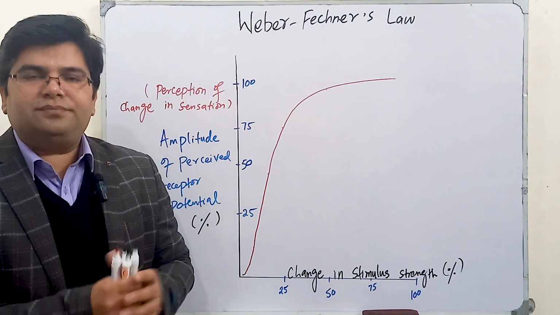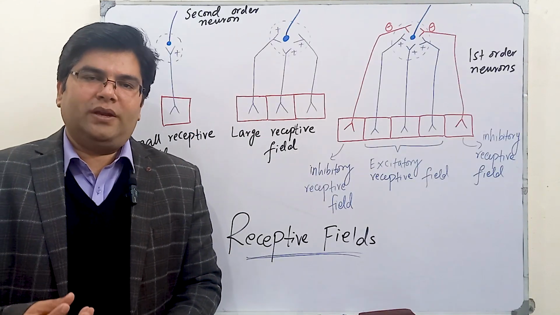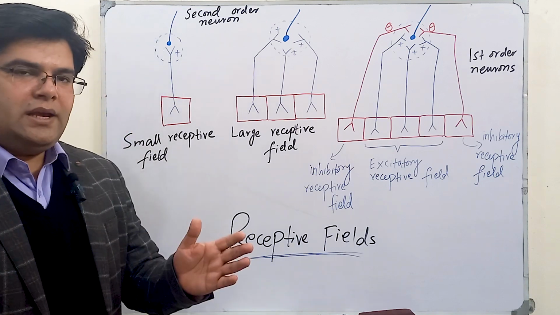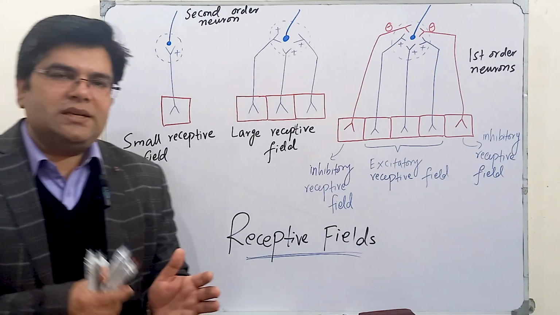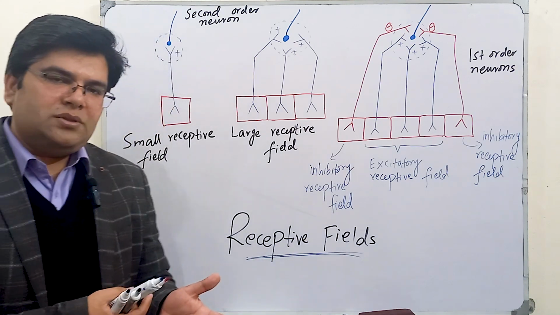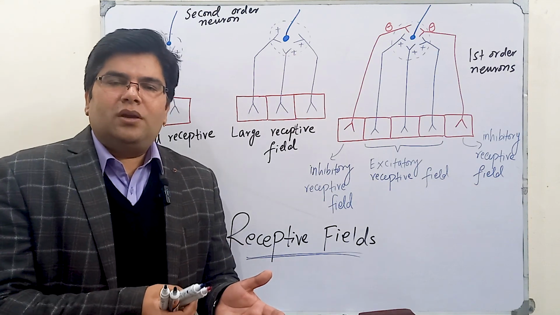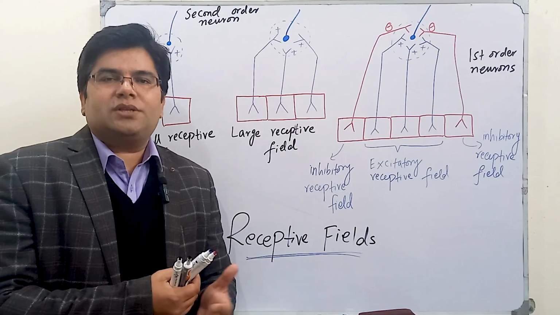The next very important property of receptors is their receptive fields, which is an area on the skin from which one sensory nerve fiber picks up the sensory signal, or the area on the skin which, when stimulated, will cause production of action potentials in the concerned neuron.